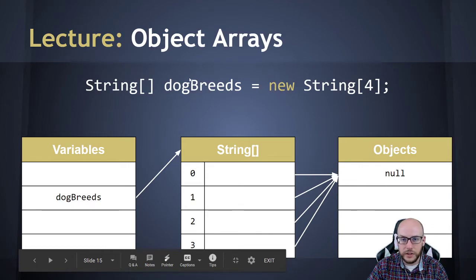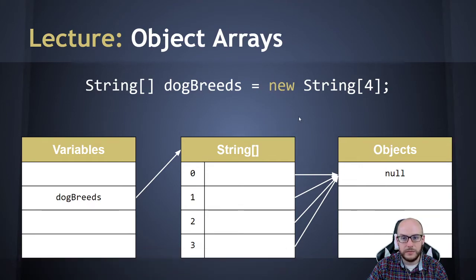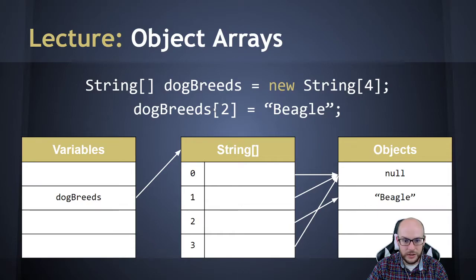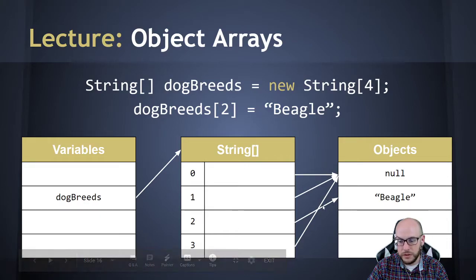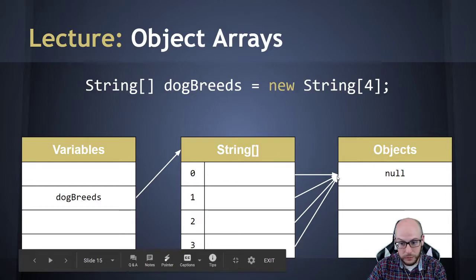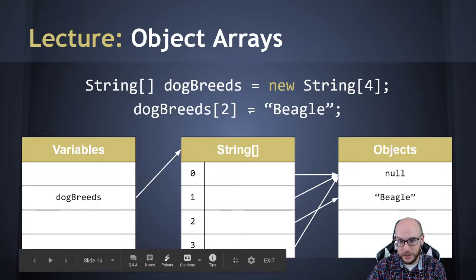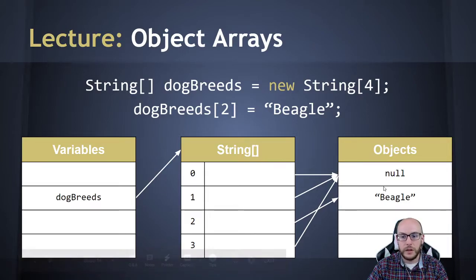Right? Initially, this is what my array looks like. I come in, I say dogBreeds at 2. That is this variable right here. I'm going to point it to beagle. Notice it's no longer pointing at null. It was pointing at null, but as soon as I change the pointer, it is referencing beagle. It is pointing at beagle. Okay?